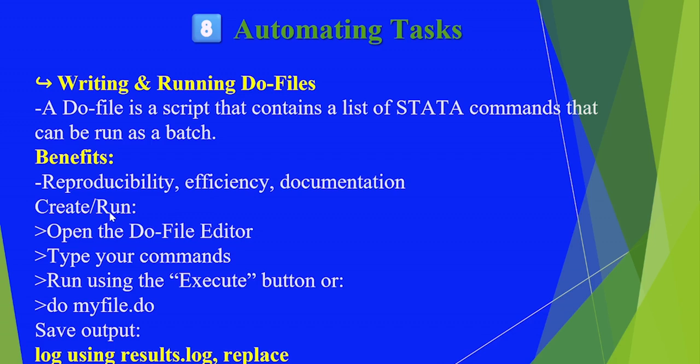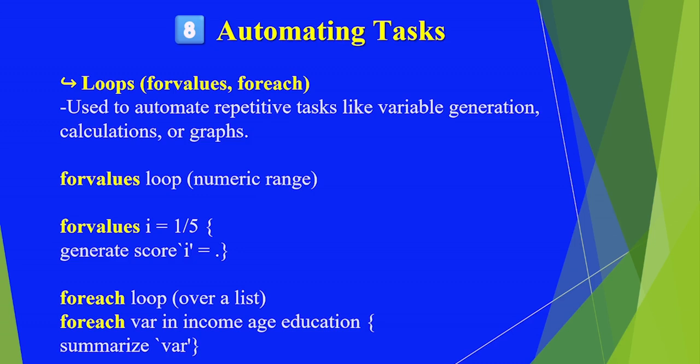And how to create or run a do file: you just need to open the do file editor from the STATA menu, type your commands, run using the execute button, or just do my file and save the output. So that's how we can use the log command again also to save our result. So it's a way of automation. Let us dive into loops now.